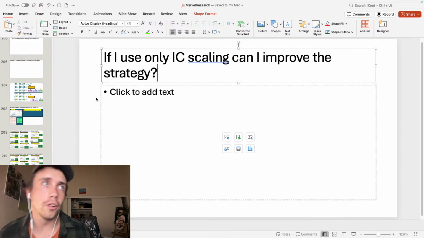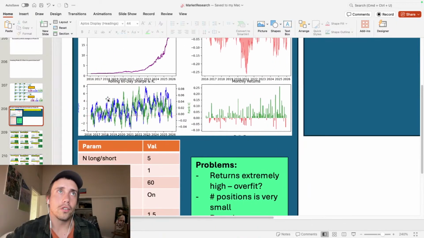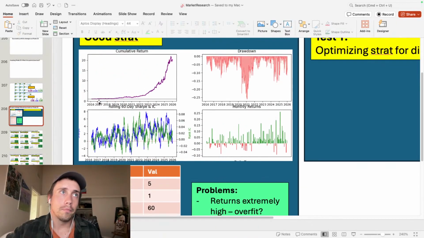Well, I'm looking through earlier today. I did an optimization here, but I didn't do a good job of saving things, so I'm gonna have to redo this. But I'm basically looking into how to improve this strategy, which honestly doesn't look that bad. The one problem period is COVID, but it's really not that bad.